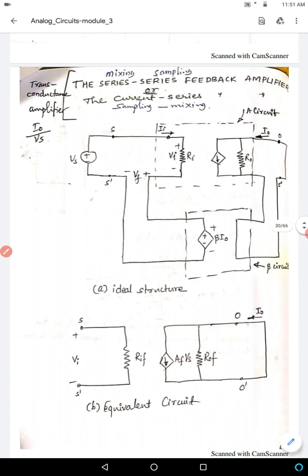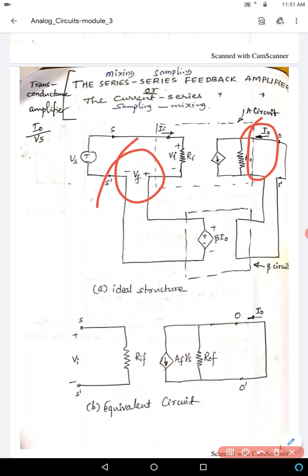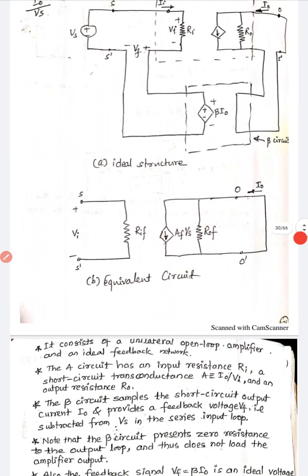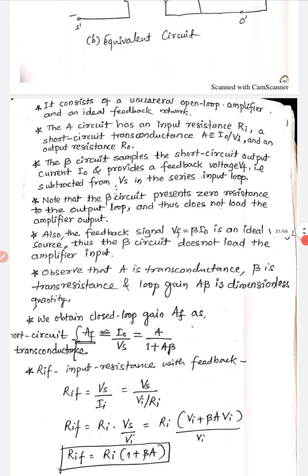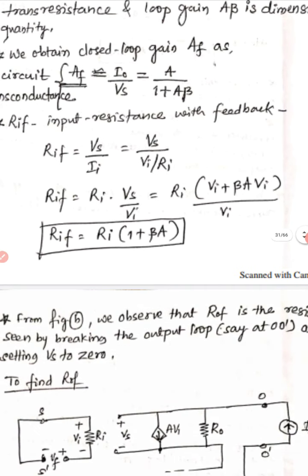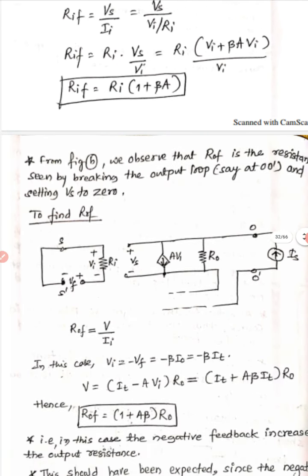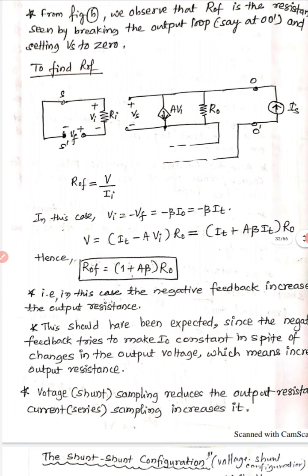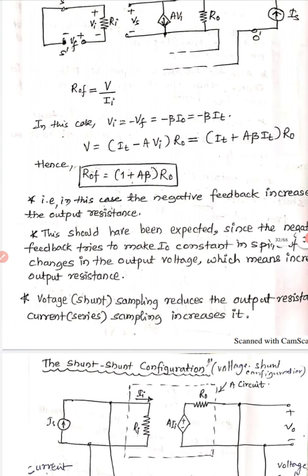The second one, the series feedback amplifier. Here we take the output as current and the input as voltage. If you want A equal to output divided by input, this is nothing but your transconductance amplifier. Again, the same thing, it will be reduced to its equivalent circuit. Again, using the formulas, we find the input resistance with feedback and the output resistance with feedback. All those things will be the same. This is the second one.